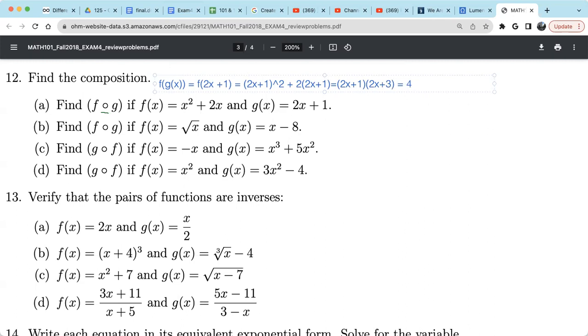2x times 2x is 4x squared. Then plus the middle term. The middle term comes from 1 times 2x and 2x times 3. That's 7x. Then the third term is 1 times 3, which is the 3. So f composed with g. We use this little circle to represent f composed with g, meaning f takes g as input. So in the end, we get a quadratic function.